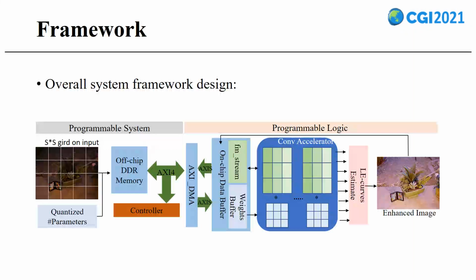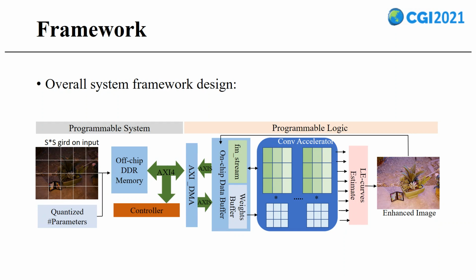Overall system framework design. The framework design mainly consists of off-chip memory, off-chip interconnect, on-chip buffer, on-chip interconnect, acceleration processing unit, and LEC processing unit. First, we store all the data to be processed in the off-chip memory DDR3. Due to on-chip resource and bandwidth constraints, the data is first cached in on-chip buffers before being communicated through the AXI bus to the acceleration unit.